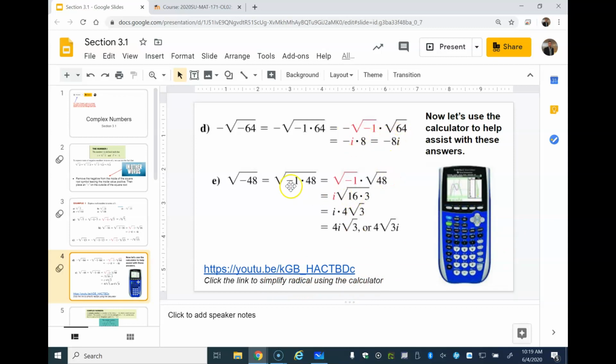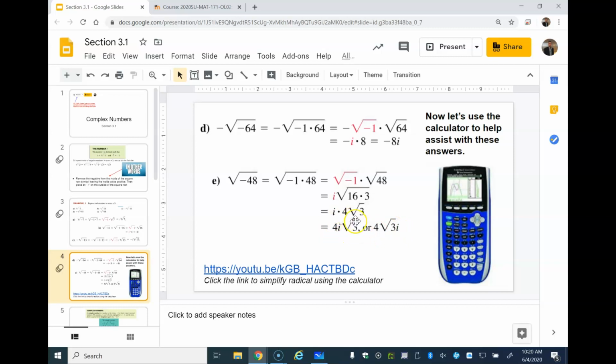Going to this example here, if I have the square root of -48, I take the square root of -1, which is going to be the i that I place in front. Find out the perfect root. Because 16 times 3 gives us 48, and 16 is a perfect square, we can take the square root of 16 and get 4, and then the square root of 3 just stays inside. So this can be written 4i square root of 3 or 4 square root of 3i.